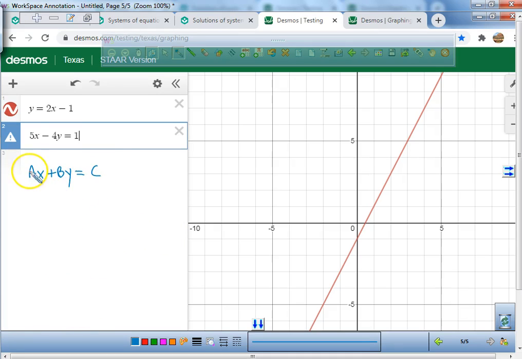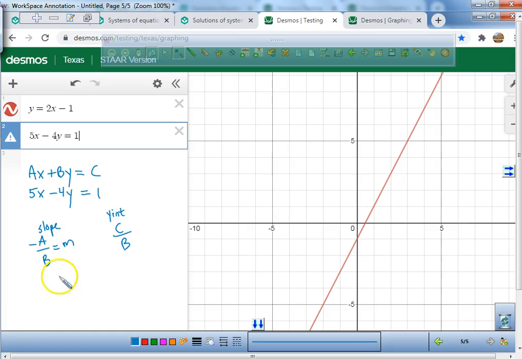All right, so in this form, we have 5 as our a value, negative 4 as our b value, and 1 as our c value. Now, if I wanted to change this to slope-intercept form, negative a over b is the slope. And the y-intercept will always be the c value divided by the b value. That's how you find your y-intercept and your slope.